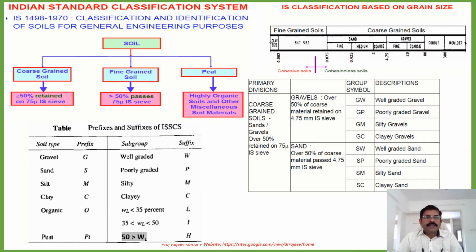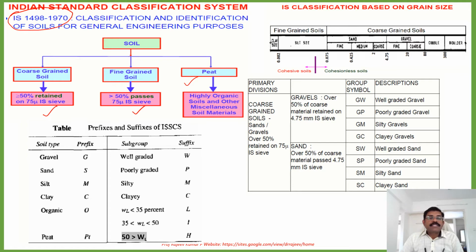The Indian Standard Code IS 1498:1970 is the code for classification and identification of soils for general engineering purposes. If more than 50% of the soil is retained on the 75 micron IS sieve in dry sieve analysis, it will be considered as coarse grained soil. If more than 50% passes through the 75 micron IS sieve, it will be defined as fine grained soil, and all other soils with highly organic matter are defined as peat soil.